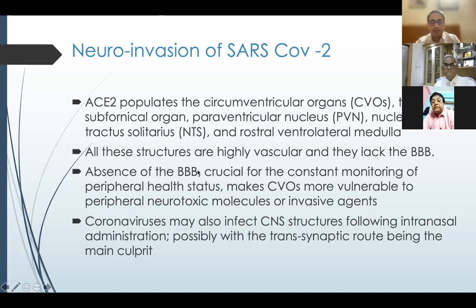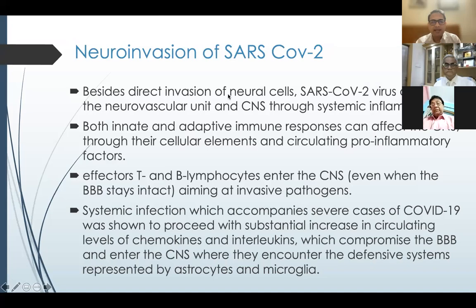An absence of the blood-brain barrier, crucial for the constant monitoring of the peripheral health status, makes these circumventricular organs more vulnerable to peripheral neurotoxic molecules or invasive agents, including COVID-19. And coronavirus, as we know, can reach the frontal lobe through the cribriform plate. So besides direct invasion of the neural cells, it affects the neurovascular unit and CNS through systemic inflammation.